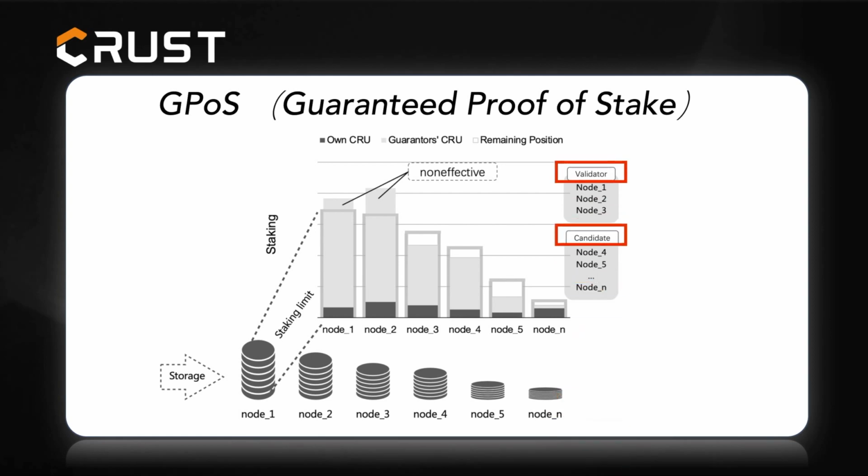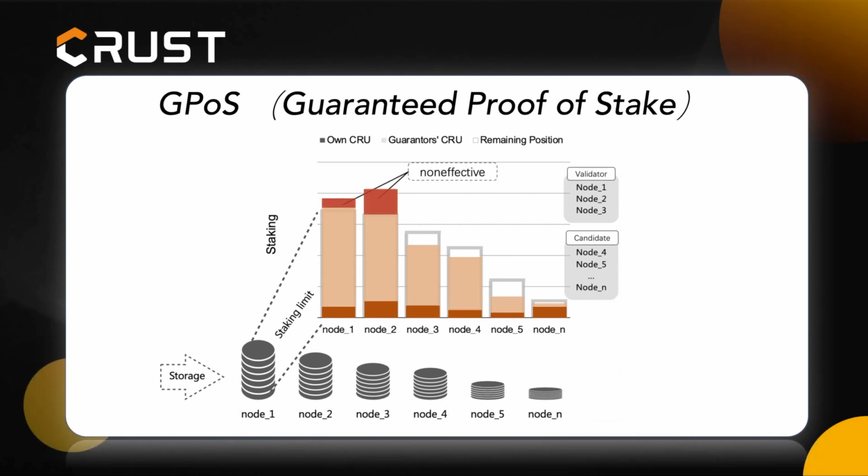The validator and candidate in this picture are actually storage nodes of the Crust network. The network will calculate a staking limit based on the storage space. Nodes can choose to buy CRU by themselves, or they can choose to accept guarantees from other CRU holders. This involves a very important role in the Crust network, the guarantor. The guarantor may be just a CRU holder. He can choose to stake CRU for the node so as to share the node's income. The amount of staking exceeding the staking limit is invalid.